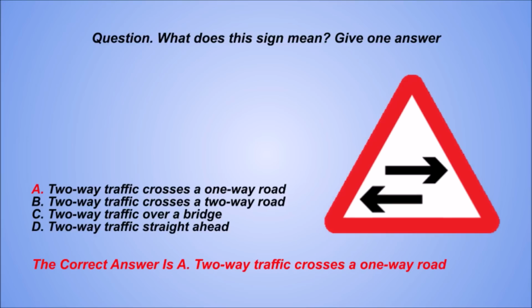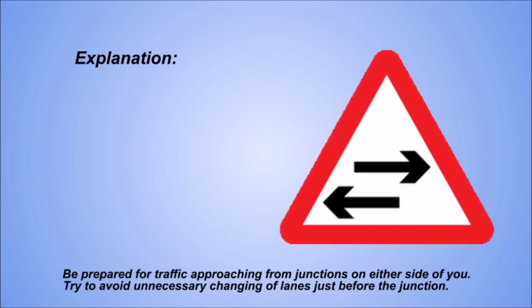The correct answer is A. Two-way traffic crosses a one-way road. Explanation. Be prepared for traffic approaching from junctions on either side of you. Try to avoid unnecessary changing of lanes just before the junction.